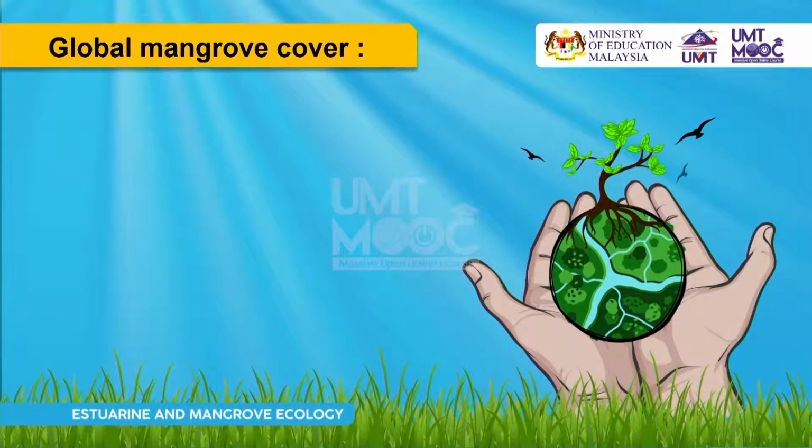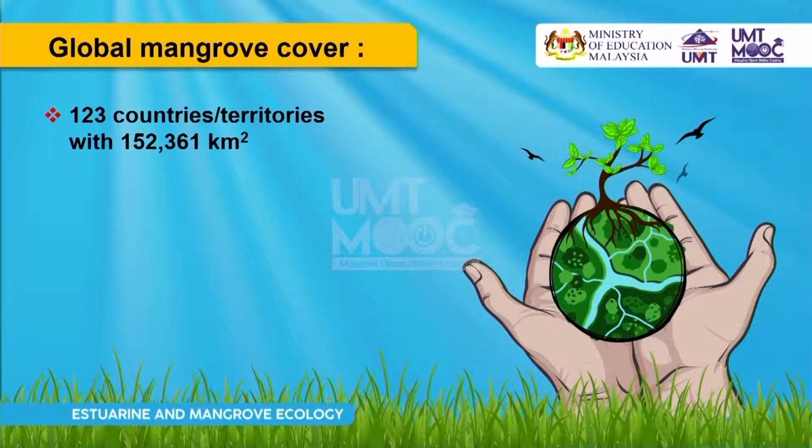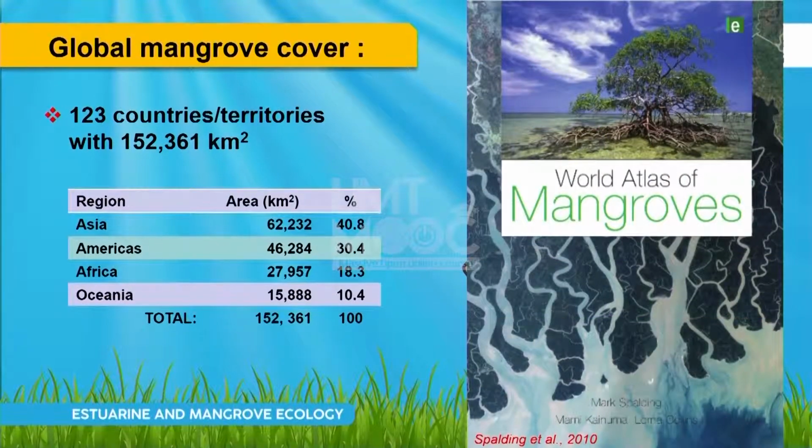In the world, there are 123 countries and territories supporting mangrove vegetation in 15 million hectares. Although this 15 million hectares equals only 1% of the tropical forest, mangroves are still considered highly productive and rich in biodiversity.